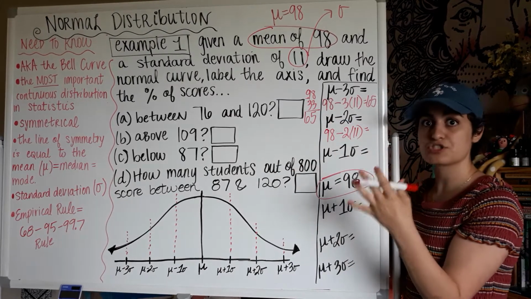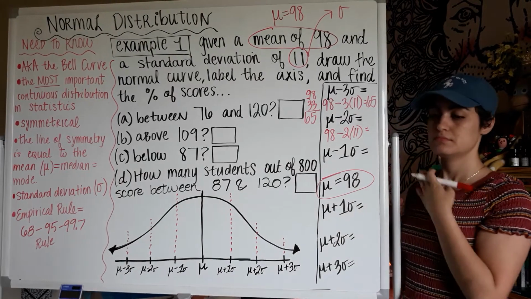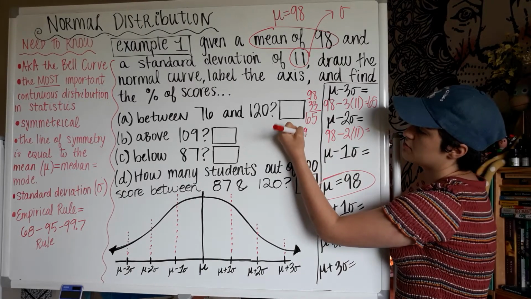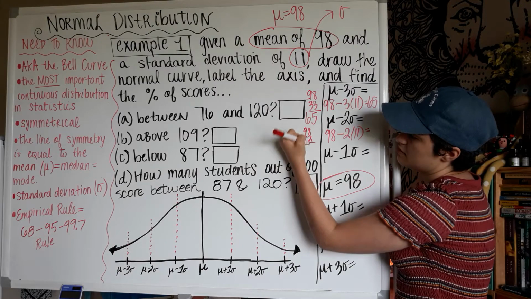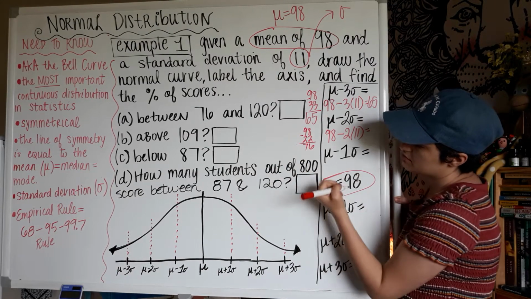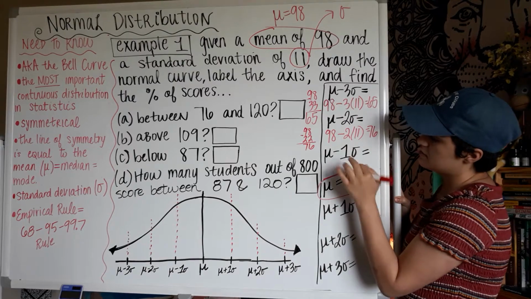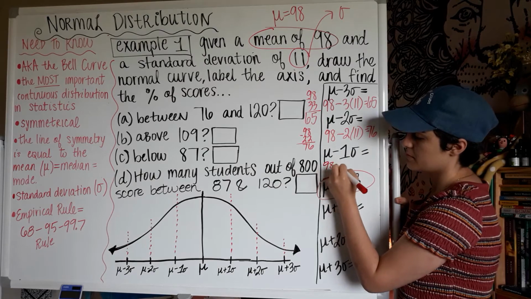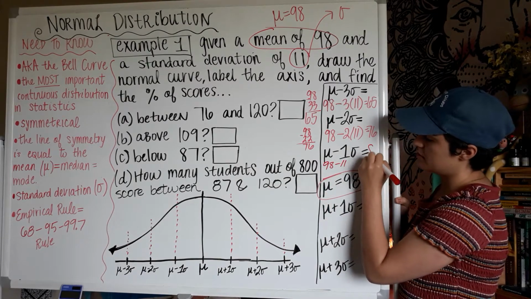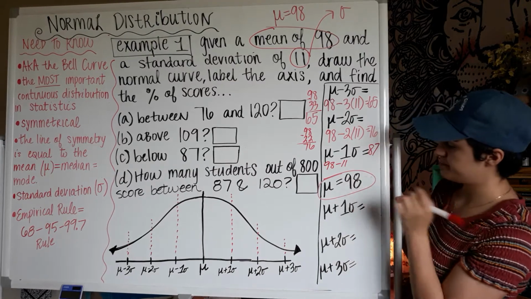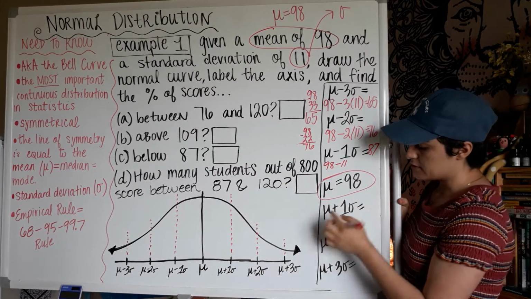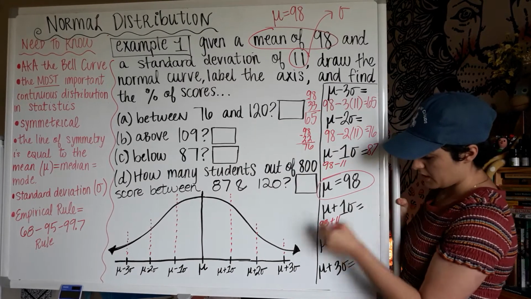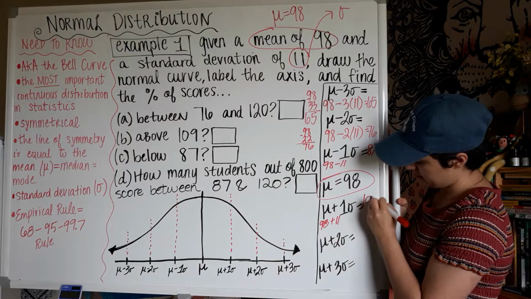So it's just simple multiplying and subtracting. 98 minus 22. Okay, so that's 76. Mu minus 1 sigma, so just 98 minus 11. And that would be 87. And we already know what that is. And so now we're going to add, so that's 98 plus 11. I believe that's 107.